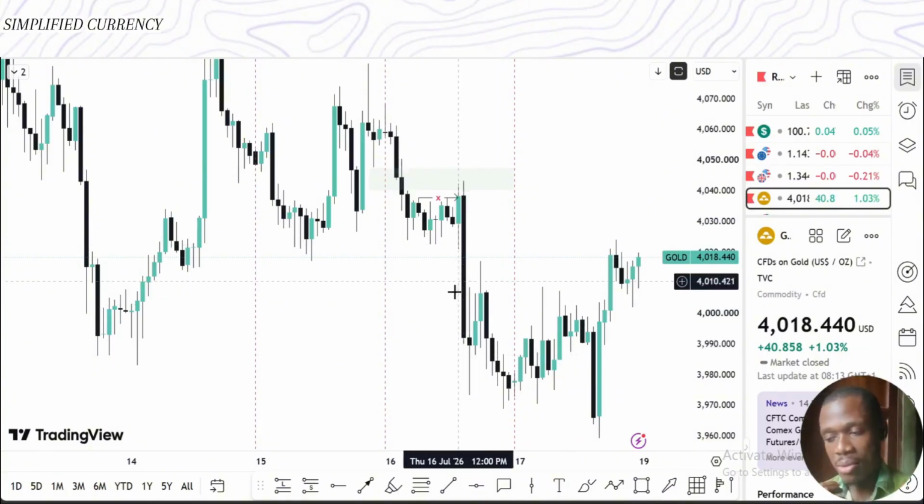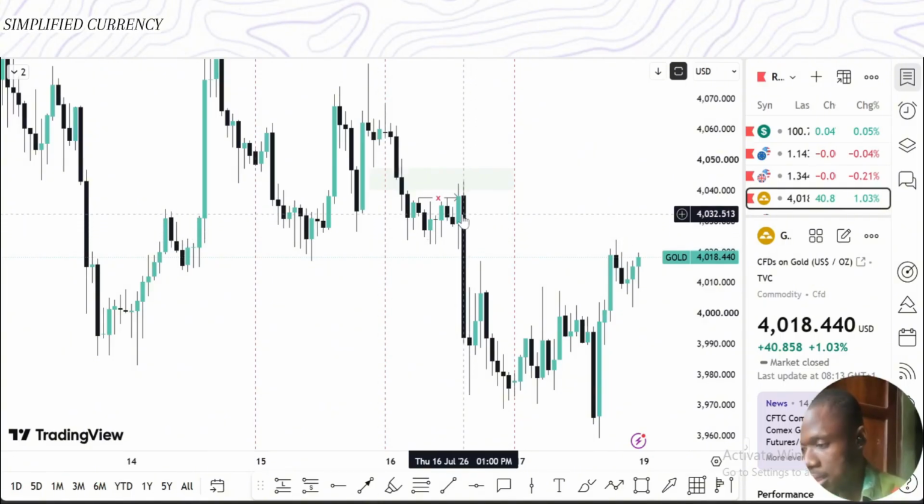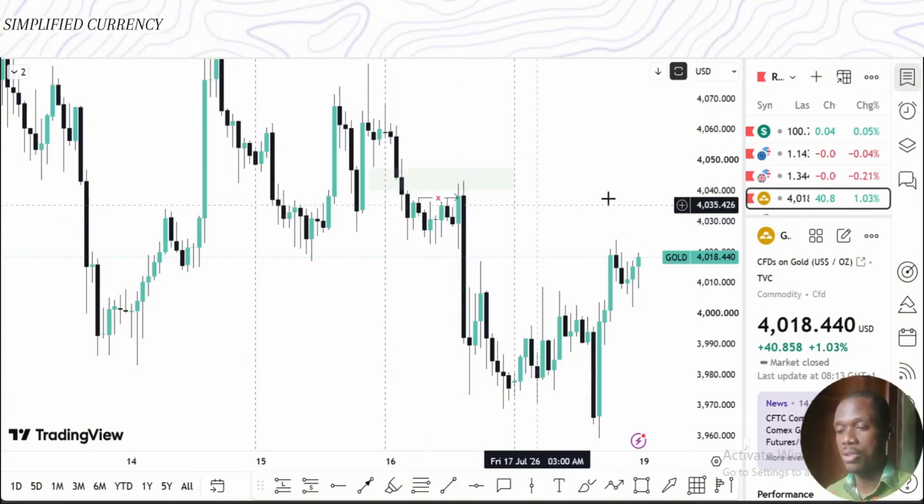There was absolutely no way I could get in. There was no chance for me to get in. And so I missed the move, which ideally is not a bad thing. Sometimes it happens. Sometimes we get lucky to come into a trade, sometimes we don't get lucky, and that's just how forex trading is.